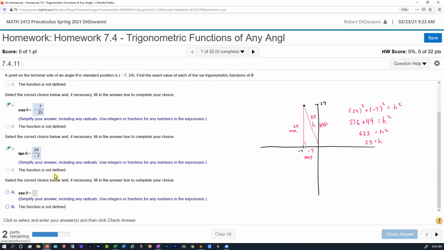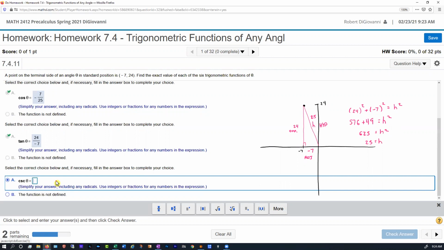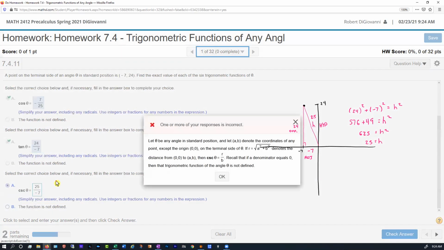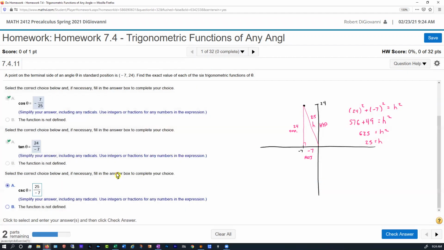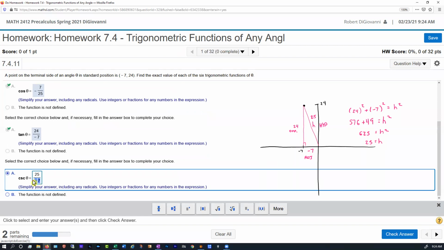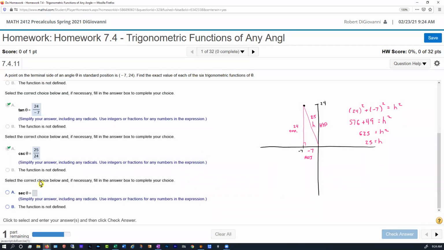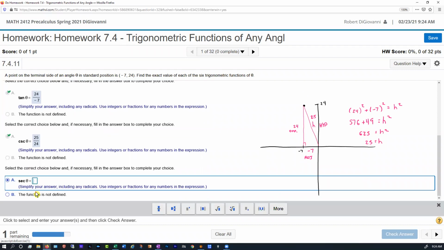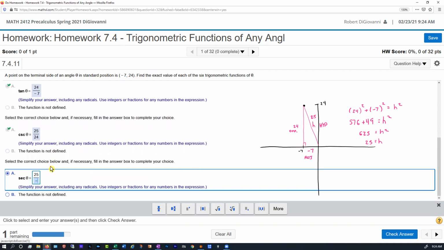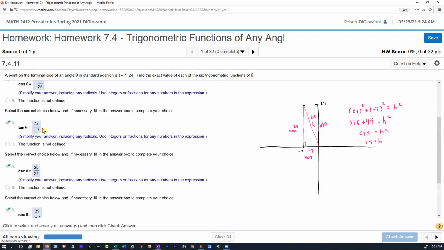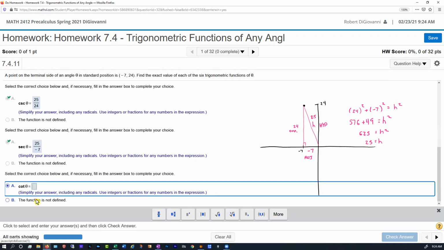All right, then we just do the reciprocals. So 25 over -7 would be cosecant. Oh, did I do that? Oops, I did the wrong one. 25 over 24, sorry, I was looking at cosine. Okay, and now the secant is 25 over -7. And then the reciprocal of tangent. Tangent is this, so we just flip it over: -7 over 24.